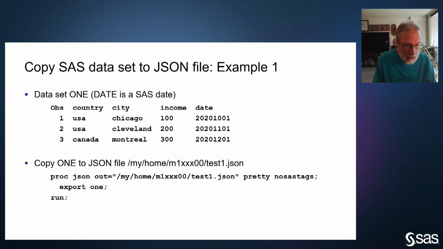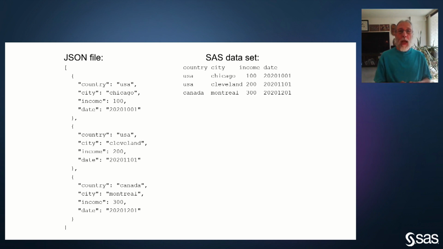So here's our SAS dataset. And now we can compare and show the result. On the right-hand side is the original SAS dataset, and on the left-hand side is the JSON file that we have created. And you can kind of see that it looks sort of parallel, if you will, to a SAS dataset. So that's a baseline example.